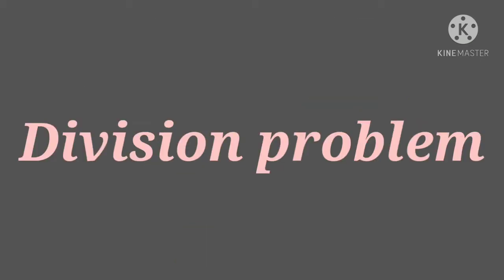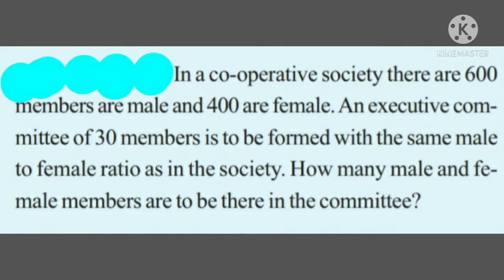Next topic, division problem. Next question. In a cooperative society, there are 600 members who are male and 400 who are female. An executive committee of 30 members is to be formed with the same male to female ratio as in the society. How many male and female members are to be there in the committee?